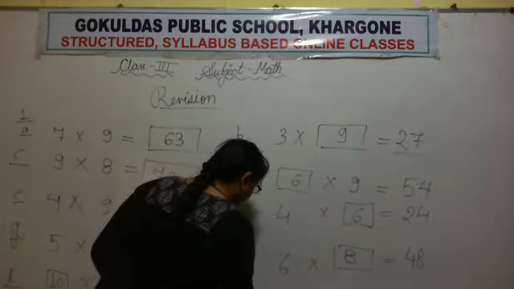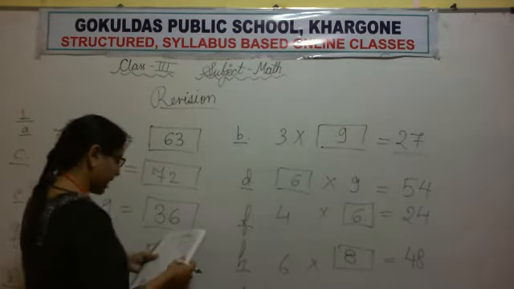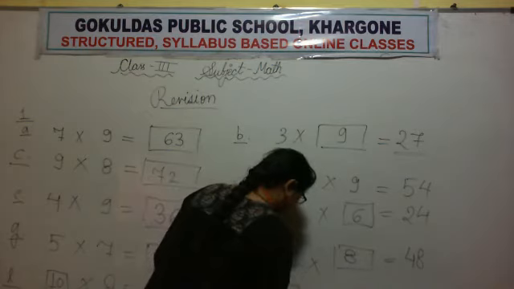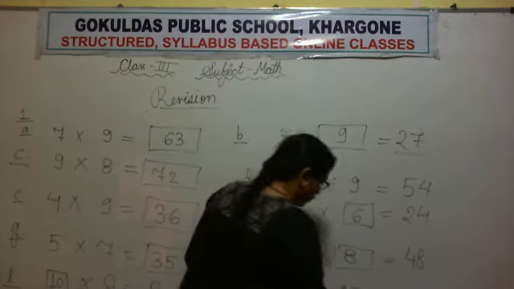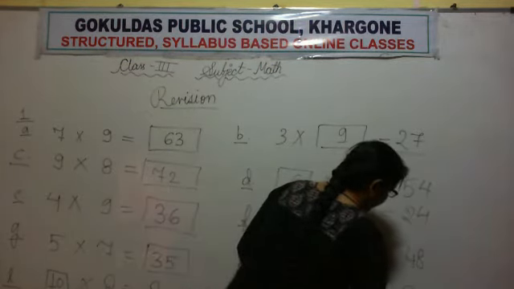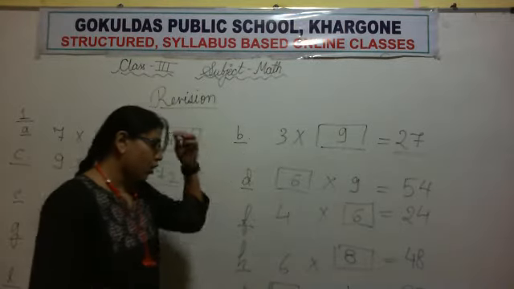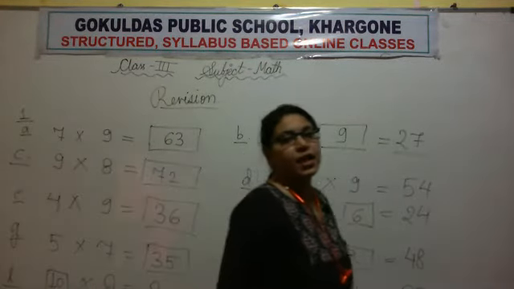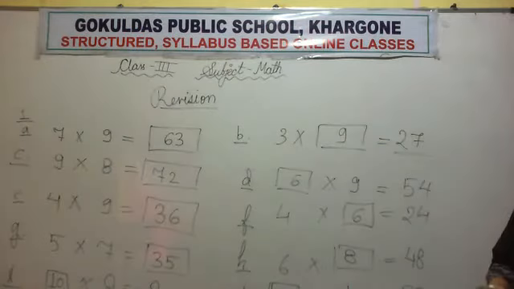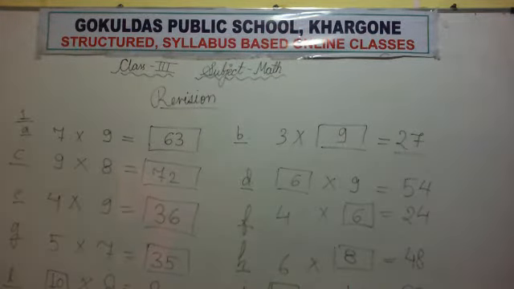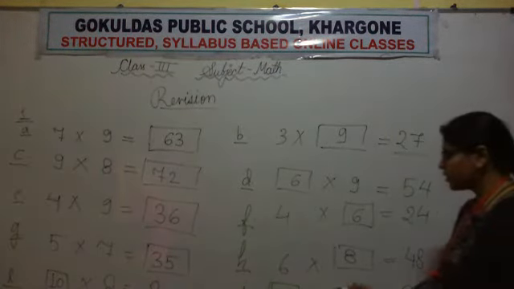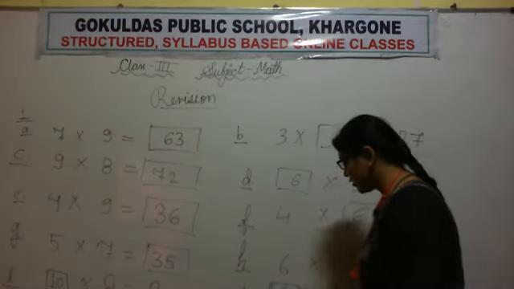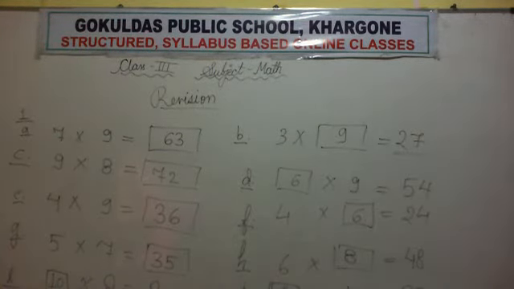The next, or the last question of the same, is blank into 4 is equals to 32. So in the table of 4, in how many times does 32 come? In 8 times. 4 eights are, or 8 fours are 32. So we'll write 8 here. So all of you note down all the answers of question number 1.